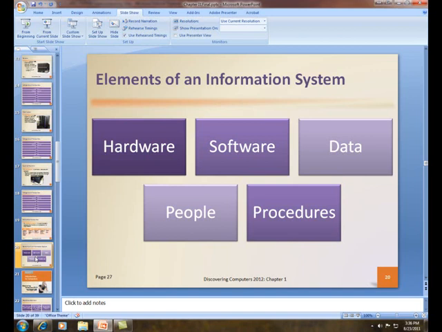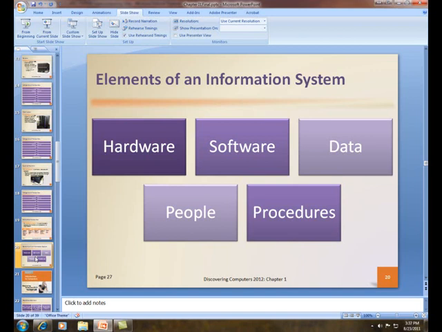We talk about the information processing cycle. Remember, that was input, processing, output, storage. And then we have categories of computers, like personal computers and supercomputers and mainframe computers. And we have components of computers. And here we have elements of an information system: hardware, software, data, people, procedures.